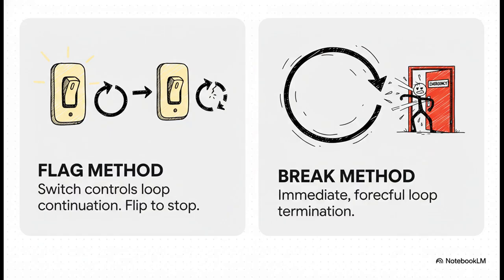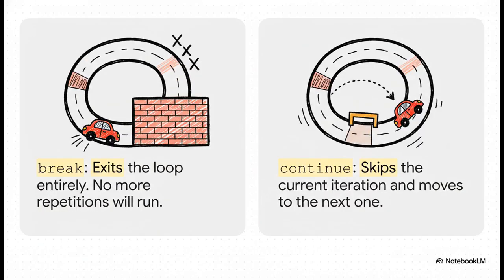Then there's break. I think of break as the big red emergency stop button. The second your code hits the word break, it doesn't finish the current loop, it doesn't check the condition again, it's just out, instantly. Now, don't get break confused with its cousin, continue. They are super different. Break means we are done here, get out of this loop entirely. But continue is different. Continue just means I'm done with this specific round. It skips whatever code is left in the current iteration and jumps right back to the top to start the next one. So break is stop, continue is skip.